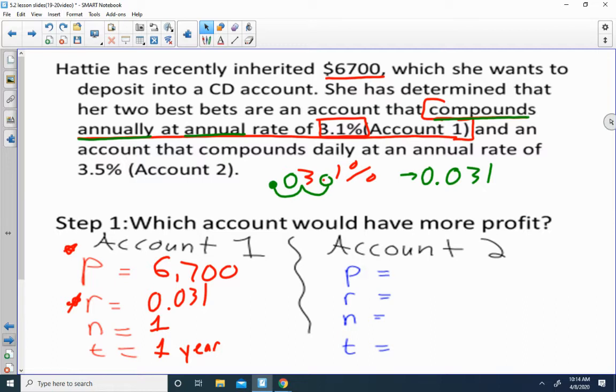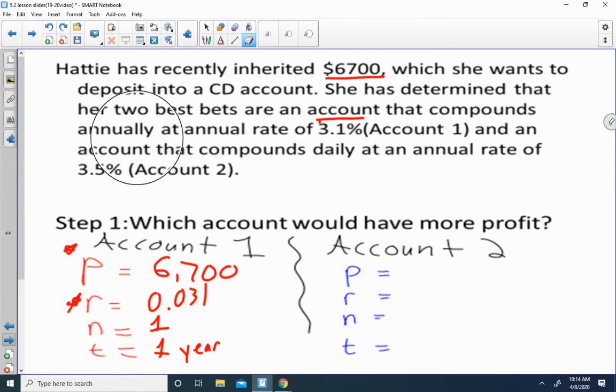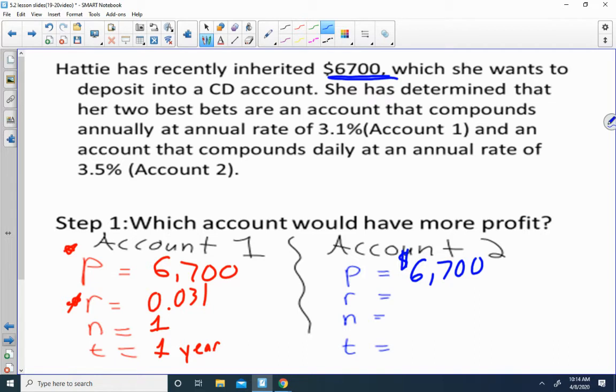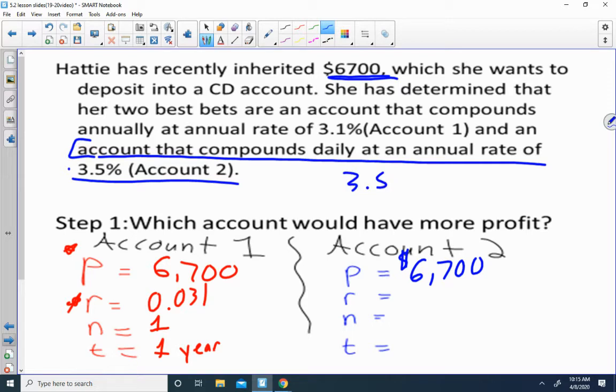Now let's find the information for account 2. So account 2, again, we need to find the principal or starting amount. The principal is still going to be $6,700. Then the rate, let's look. An account that compounds daily at an annual rate of 3.5%. But again, you can't enter it as a percent. You gotta change it and move the decimal over 2 places to the left. So that will make the rate 0.035. Again, please be careful with that in terms of the rate.